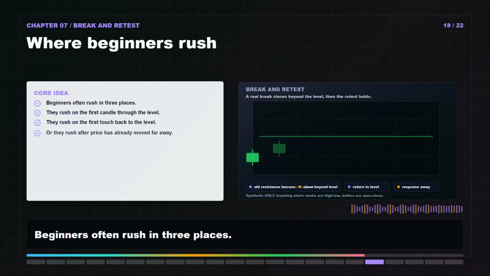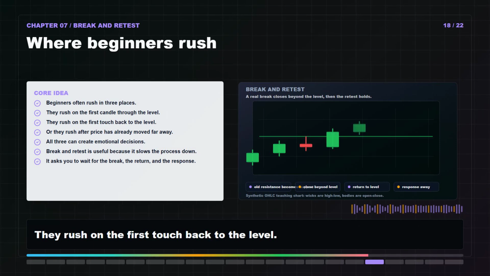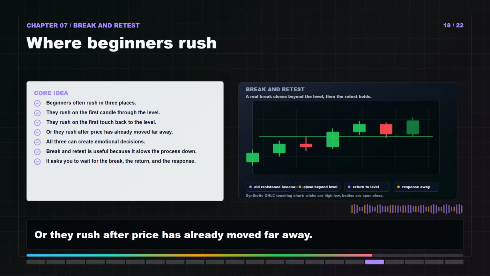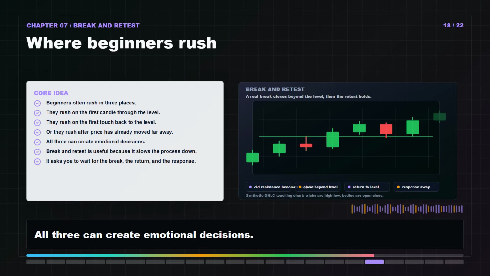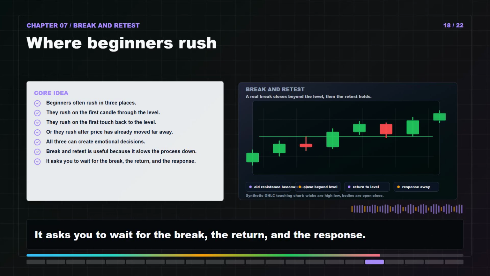Beginners often rush in three places. They rush on the first candle through the level. They rush on the first touch back to the level. Or they rush after price has already moved far away. All three can create emotional decisions. Break and retest is useful because it slows the process down. It asks you to wait for the break, the return, and the response.